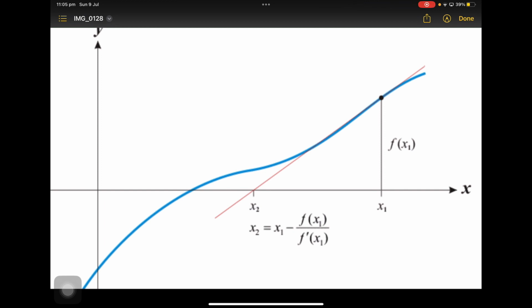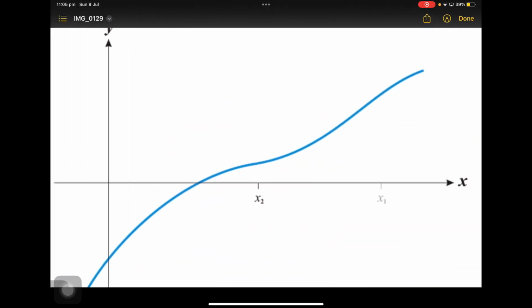If x2 were our desired solution, we would see that tracing x2 to the y-axis gives a value that is still not at 0. So it means that it is not our solution, and we have to iterate the same process one more time and see if it is at 0, and if it's not, we have to continue. So this is an iterative process. Let's do this step one more time.